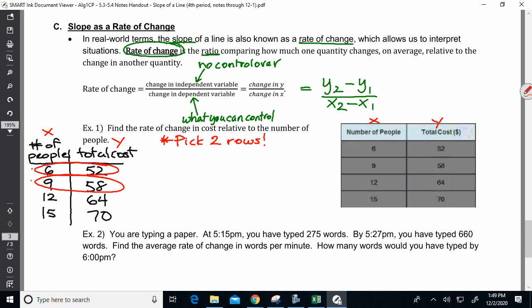So I chose the first 2 rows. 6 and 52 is the same thing as 6, comma 52. 9 and 58 is the same thing as 9, comma 58. Any questions so far?